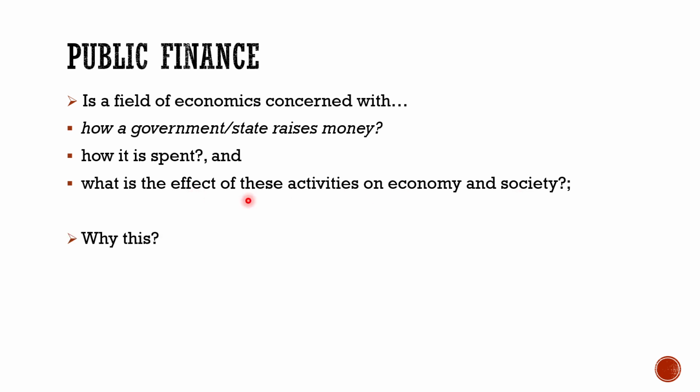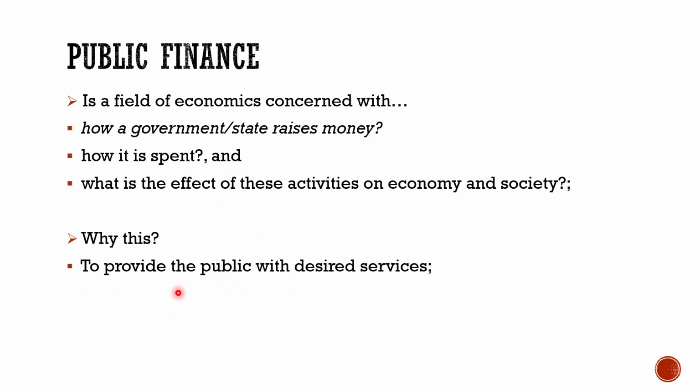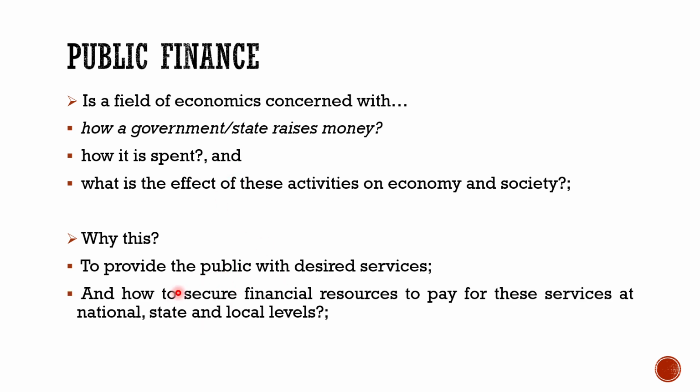Now, why these activities take place is to provide the public with desired goods and services, because there are many goods and services which cannot be provided by the private sector. That is why the government sector or the state provides these public goods or services. Next, how to secure financial resources to pay for these services at national, state or local levels, because at every level we can have different governments.